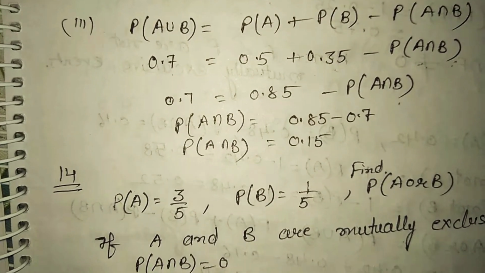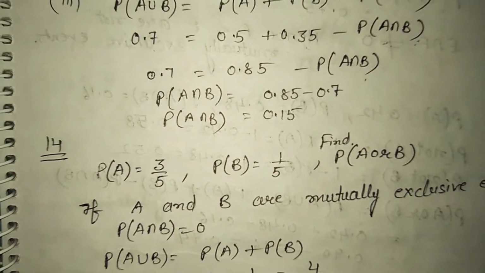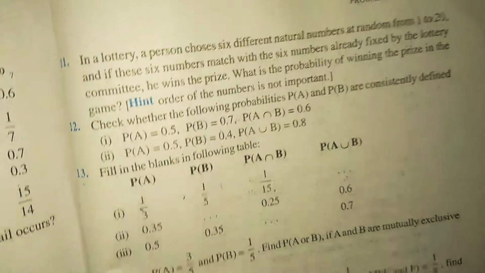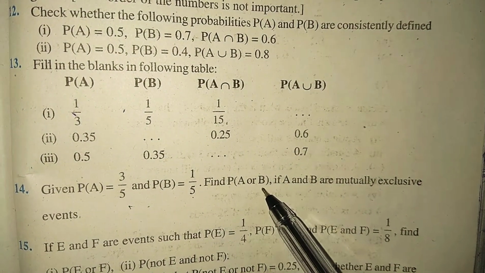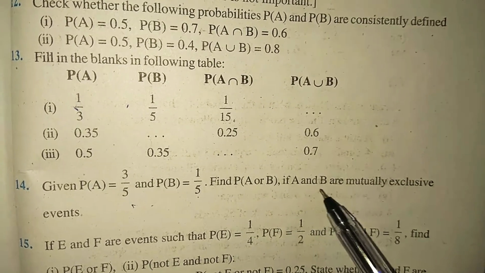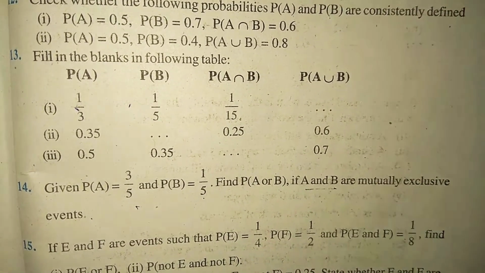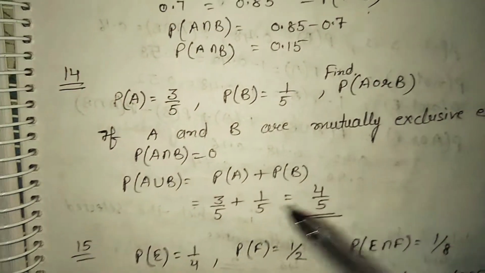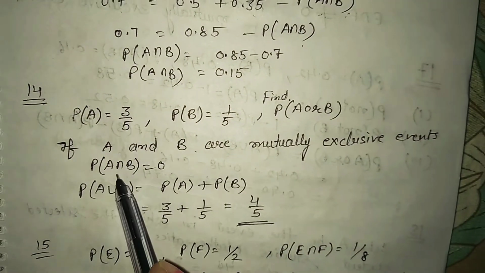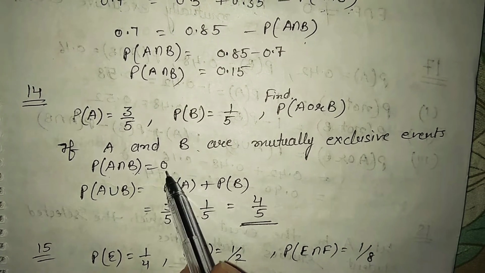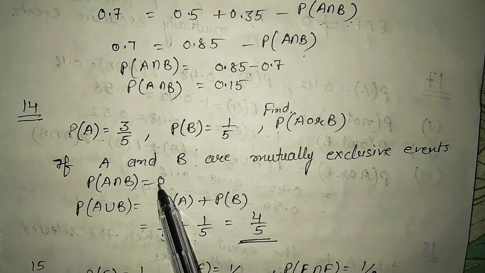Okay. Now come to 14th question. In the 14th question, PA is given, PB is given. Find PA or B. A or B means union. If A and B are mutually exclusive events. In this case, we know that if A and B are mutually exclusive, then the probability of their intersection is 0.